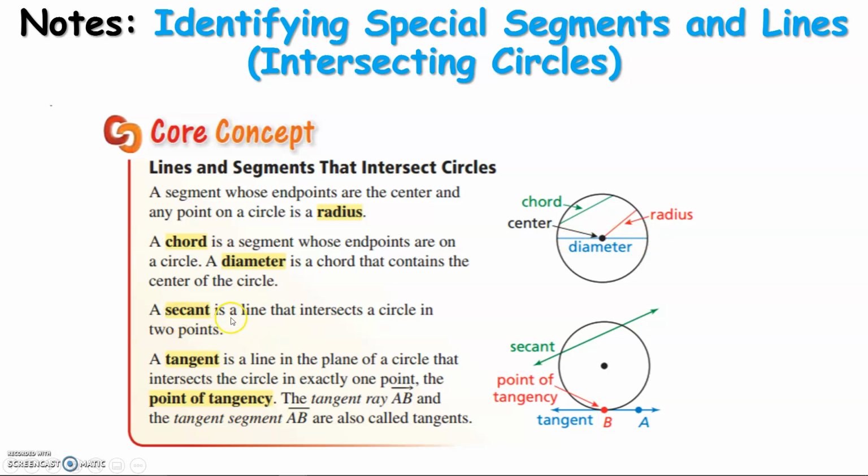A secant is a line that intersects a circle in 2 points. So we see that here marked in green. And a tangent is a line in a plane of a circle that intersects the circle at exactly 1 point. That point is referred to as a point of tangency. The tangent ray AB and the tangent segment AB are also called tangents. So to be tangent is to touch in one place. To be secant is to touch twice.